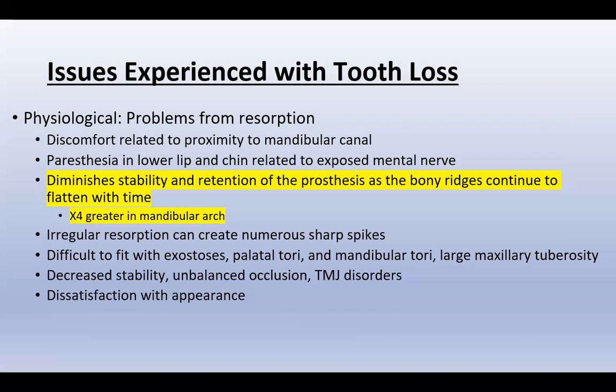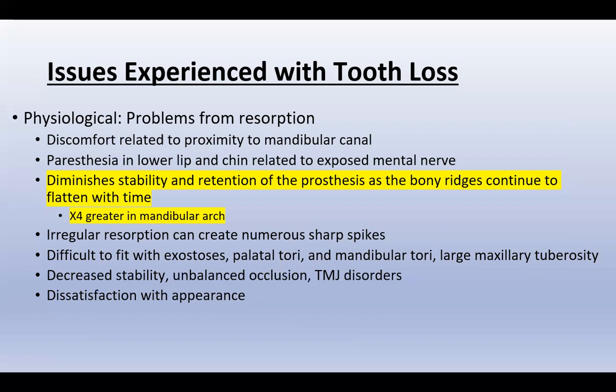You'll have a patient who takes it out for you, and maybe their whole ridge and the whole denture are covered in something like C-bond or one of these tacky, glue-like substances. That's obviously difficult, because it's hard to visualize the tissue when it's covered in this kind of glue. Irregular resorption can create numerous sharp spikes in their bone. So they could have little bony, sharp areas that can also become uncomfortable or rub against the denture.